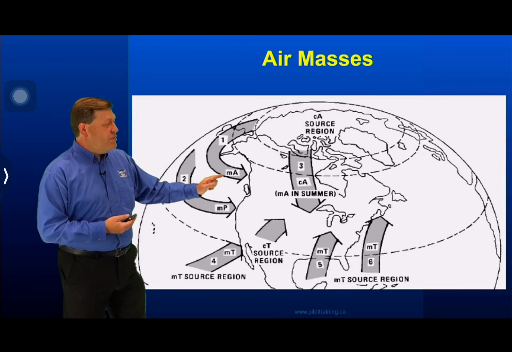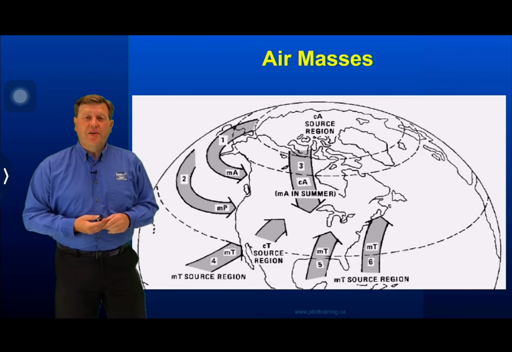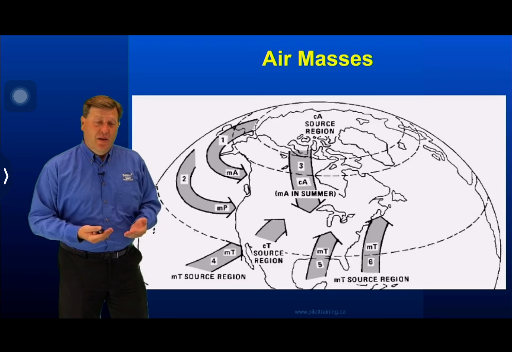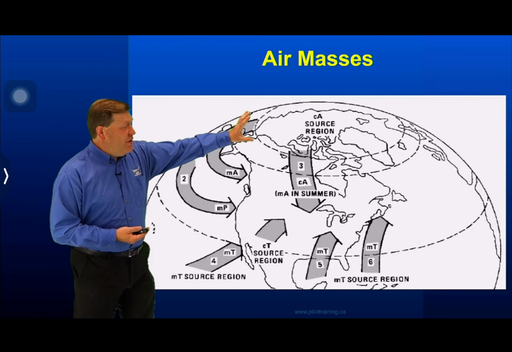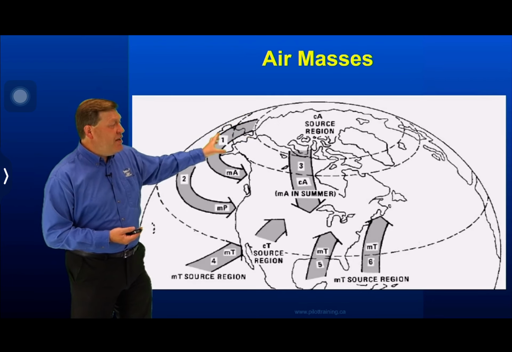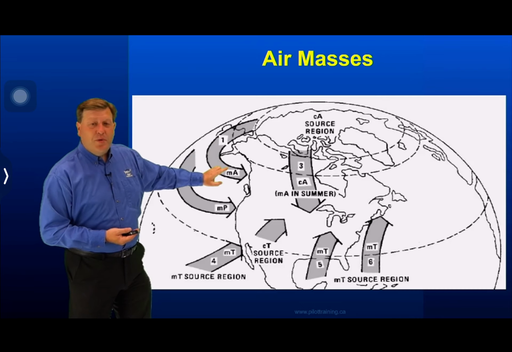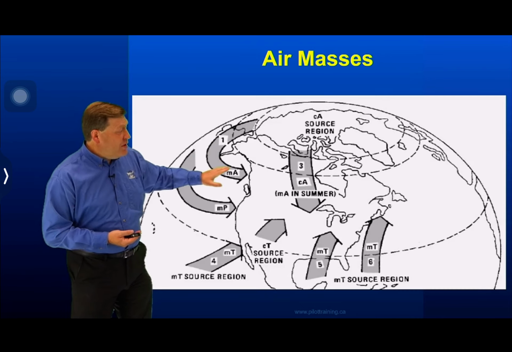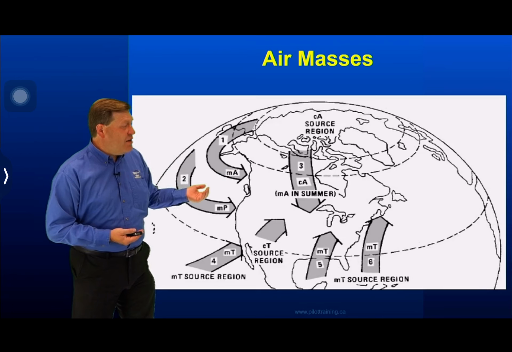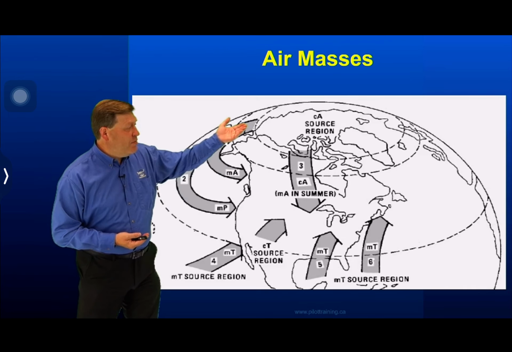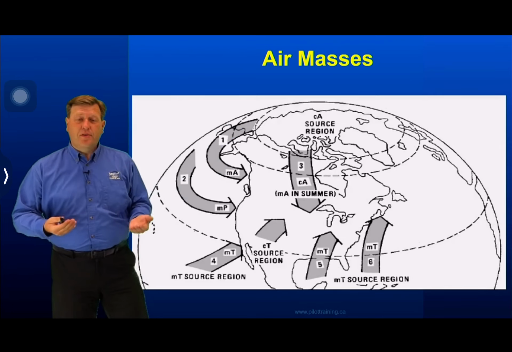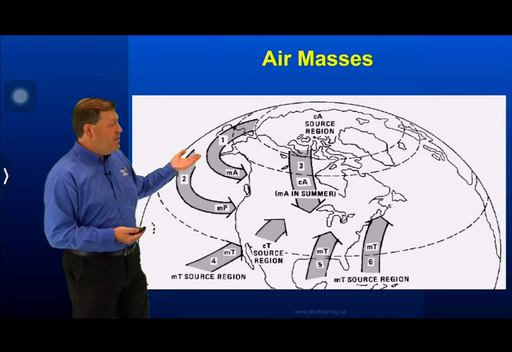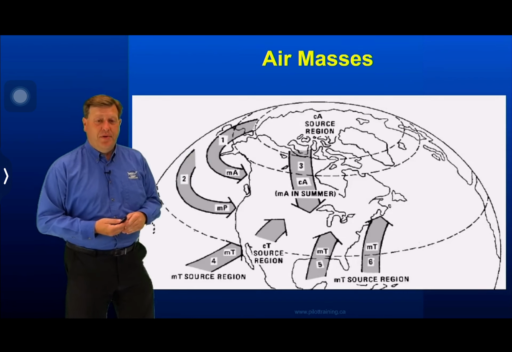Next up, let's look over here. You can see that this one is called Maritime Arctic, MA. So it formed up here over the sea, so it's going to be moist. When we look at the A, again, that's Arctic, so that means that it formed where it was cold. So this one's going to be cold and damp.